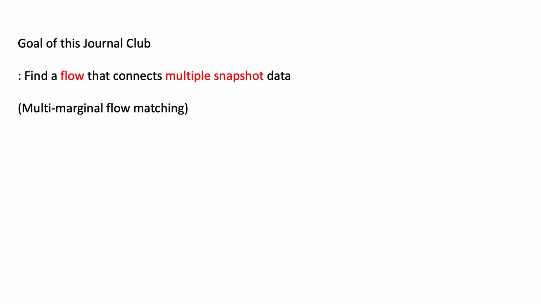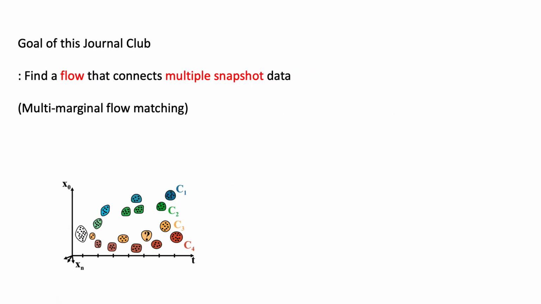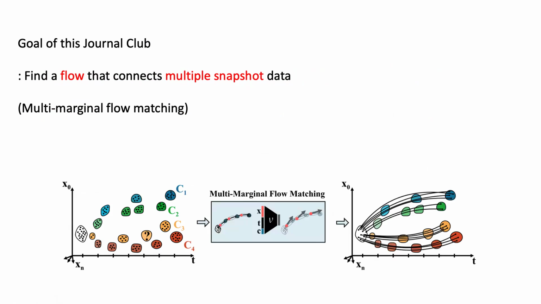So in one sentence, the goal of this journal club is to find a flow that connects multiple snapshot data. If you have this kind of multiple snapshot data, then from the method called multi-marginal flow matching, you can find some flow. This paper deals with the theoretical background of this method. Okay, so let's begin one by one.